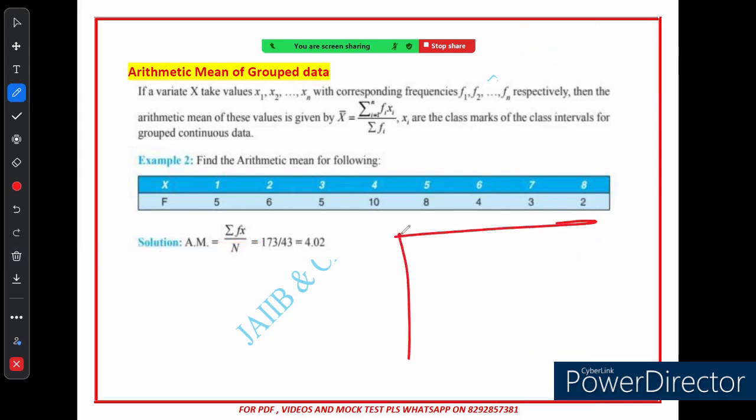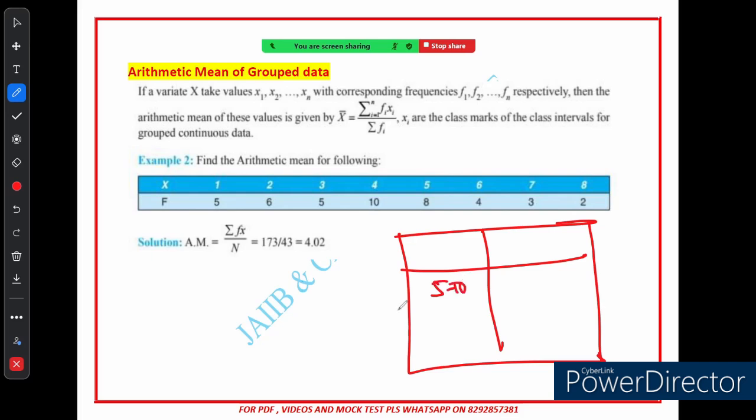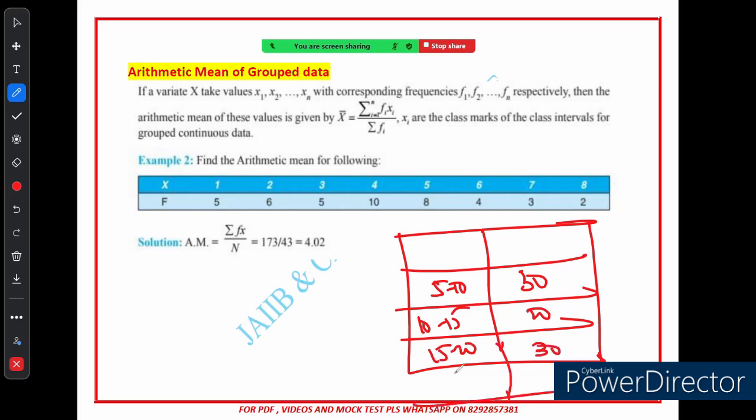Let me give you an example to make it clearer. Suppose you have this case: 5 to 10 has frequency 30, 10 to 15 has frequency 20, 15 to 20 has frequency 30, and suppose 20 to 25 has frequency 25. This is our xi, and this is our fi. This is the kind of grouped frequency. Now which single number should I take? We should take the class mark. The class mark in this case will be 7.5, in this case 12.5.